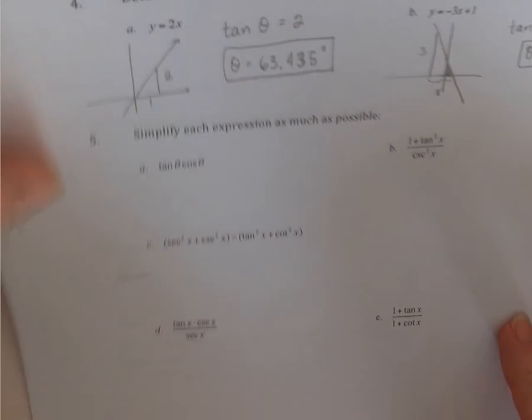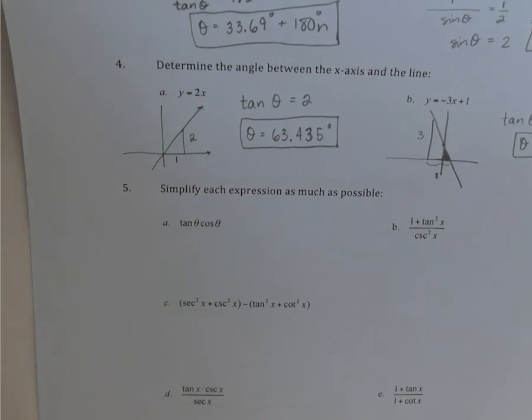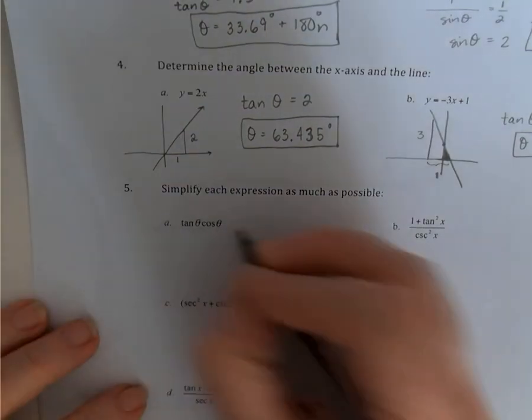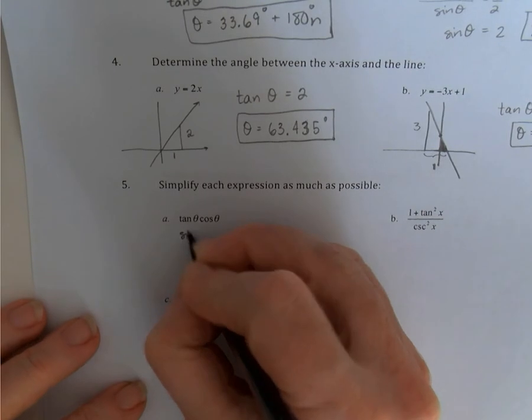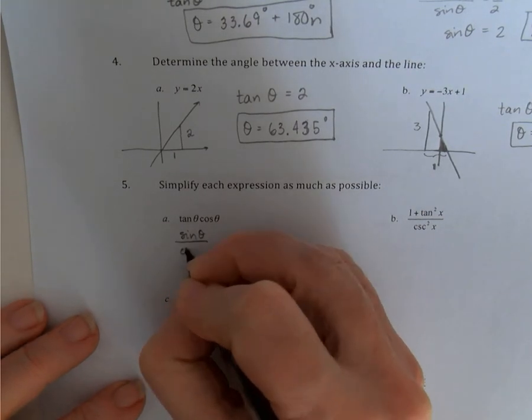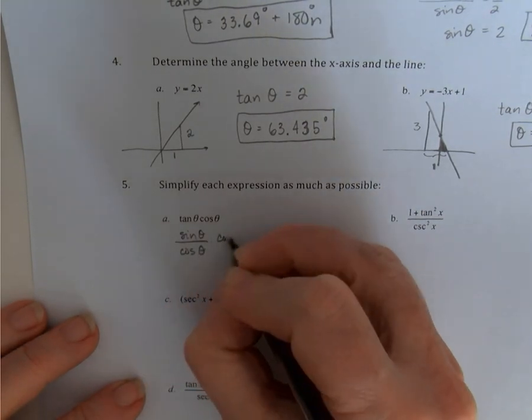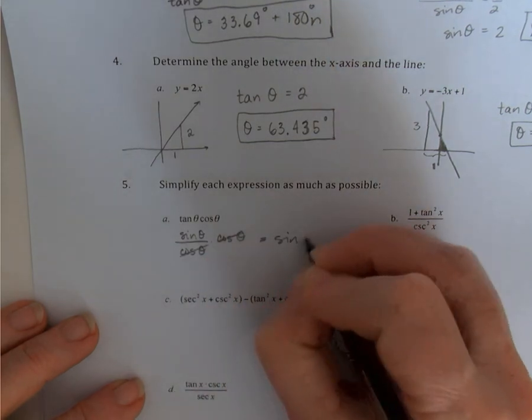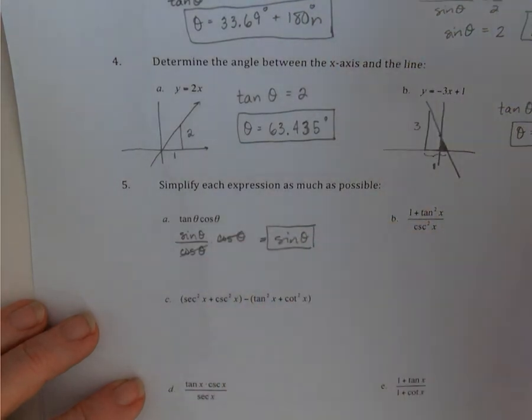For question 5, it looks like we need to review some of our definitions. And what I know about A is that tangent, I can rewrite that as sine theta over cosine theta. And if we multiply that by cosine theta, the cosines are going to cancel out, and we are just left with sine of theta.